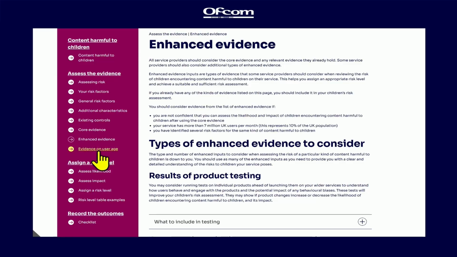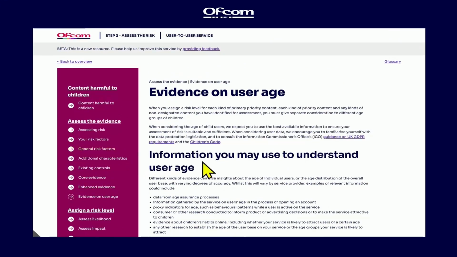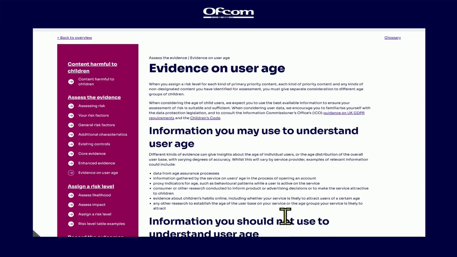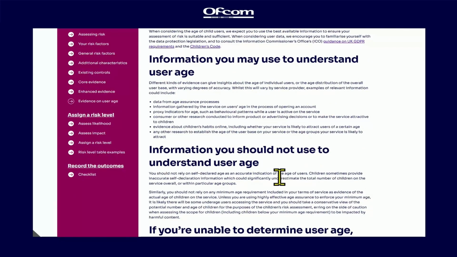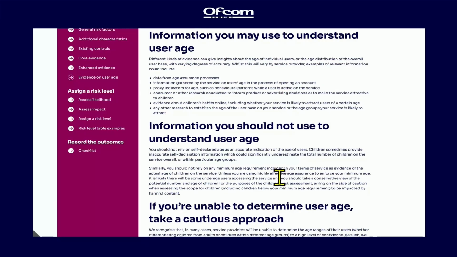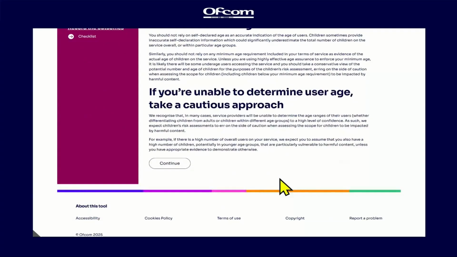The one page I'll call out in a bit more detail is the evidence on user age page. So in your children's risk assessment, you have to assess your service's user base. We expect this to reflect an understanding of how many users are children and assessing if child users are in different age groups. We recognise that different service providers will have different levels of understanding and evidence about this, but we do note that you should not rely on self-declared age or your minimum age requirement in your terms of service as evidence of the actual age of children on your service.